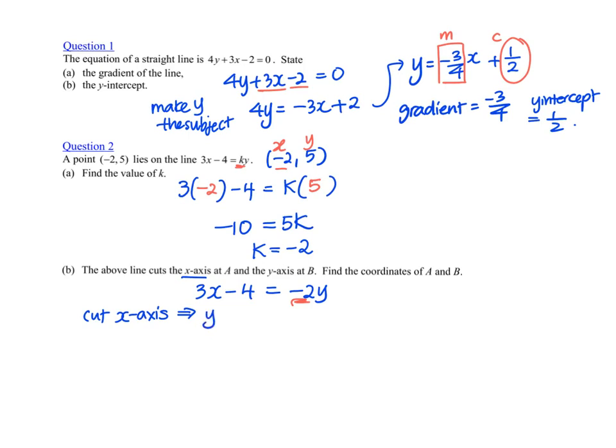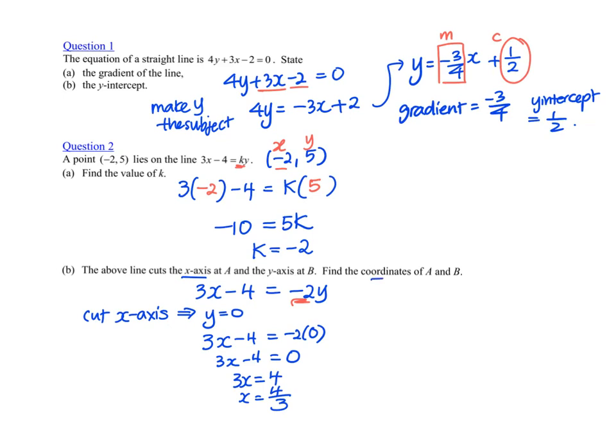The y is equal to 0, correct? So now we will find the x value. So 3 times x minus 4 equals -2 times 0. 2 times 0 is still 0. So 3x minus 4 is 0. 3x is equal to 4. You bring over, you need to change sign, and x equals 4 over 3. Right? It cuts at A.